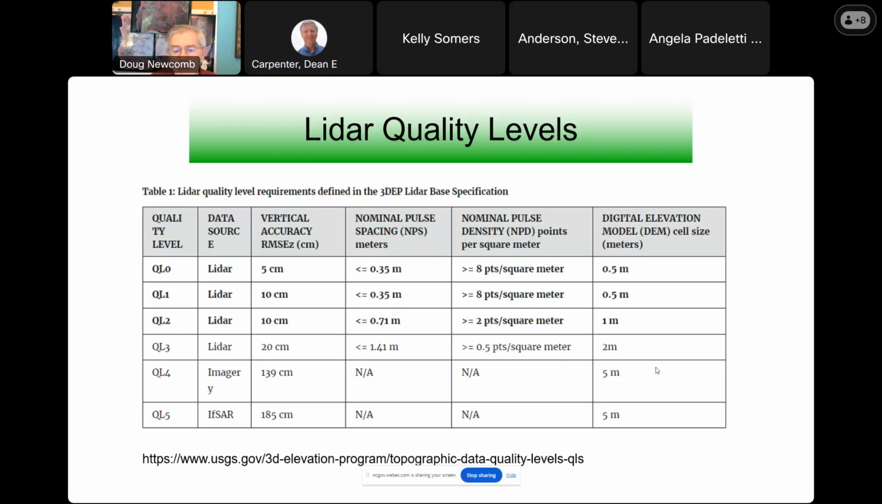was flown in, is 8 points linearly. Well, 8 points per square meter. It works out. Actually, it's more than that. But anyway, we'll get back to that. And you can go down to QL0, which just basically has a higher vertical accuracy.